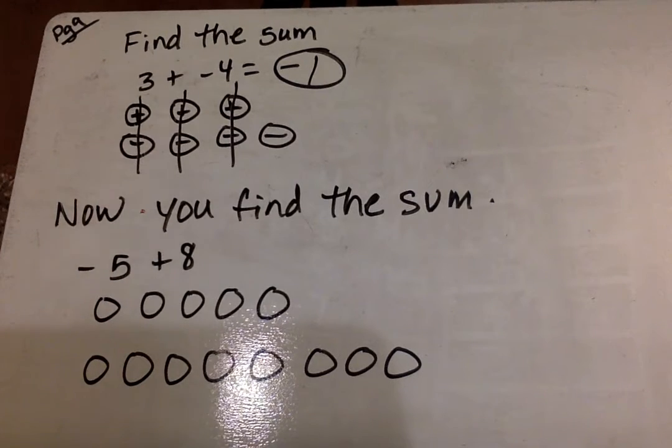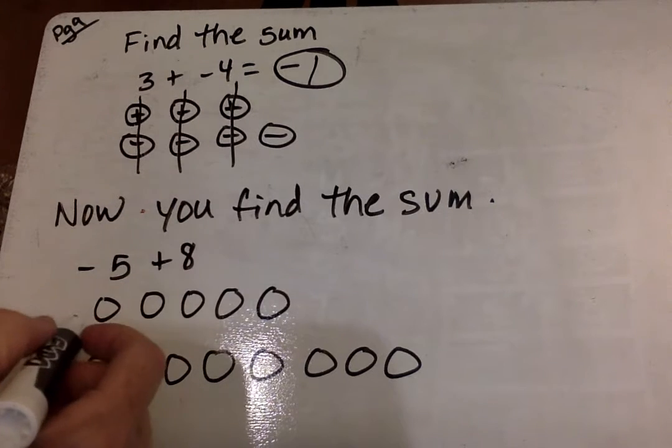Now you find the sum. Negative 5 plus 8. Okay, go ahead and stop the video and go ahead and do that one on your own. Have me come around and check that, or check with your neighbor if both of you are finished first, and then see if you get the correct answer. And then go ahead and continue on with the rest of the assignment after that. Okay? All right, so stop the video and then restart it.